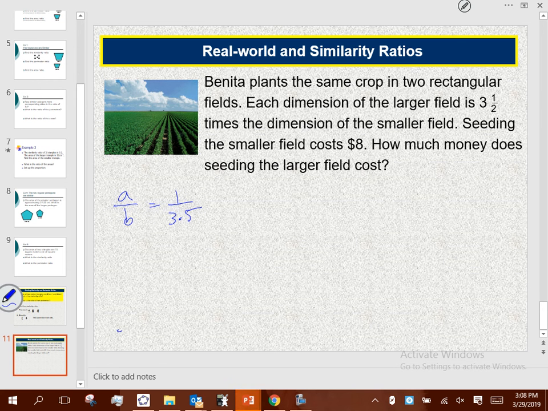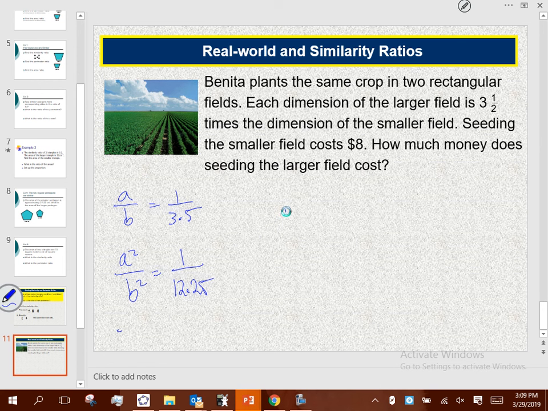Now it says she goes through and she seeds the smaller field. Okay? And it costs her $8 to do that, right? Now when you're seeding something, are you talking about just seeding the border? No, because the border would be the 1 over 3.5 number, or ratio. You're seeding the interior as well. So you're seeding the area. Okay? So the area is A squared over B squared. It'd be 1 squared over 3.5 squared. Does that make sense? Okay. That's my A squared over B squared.